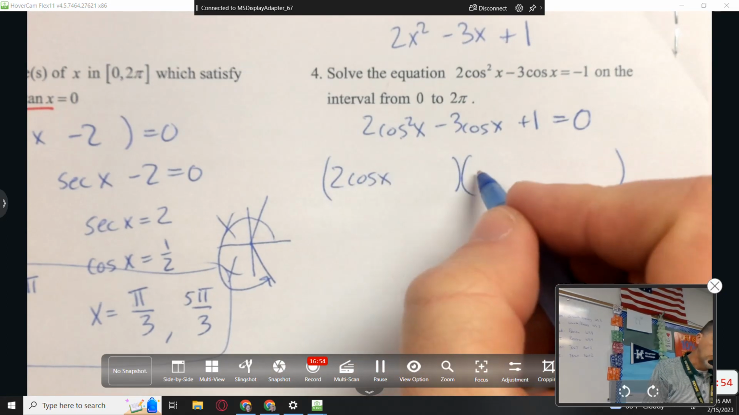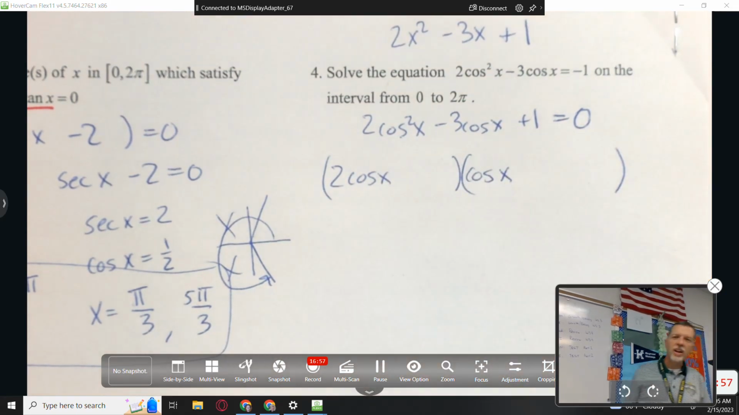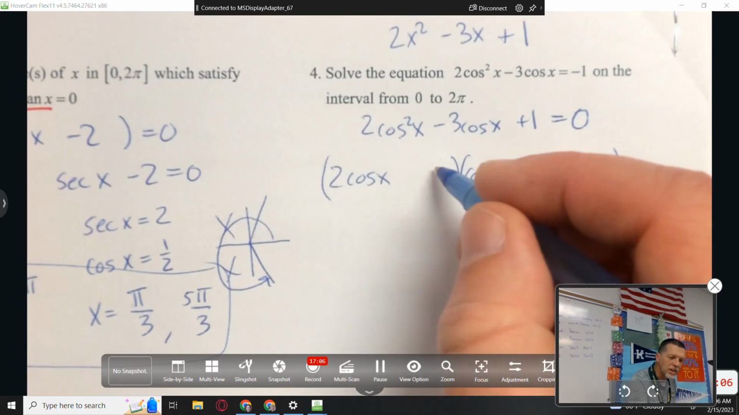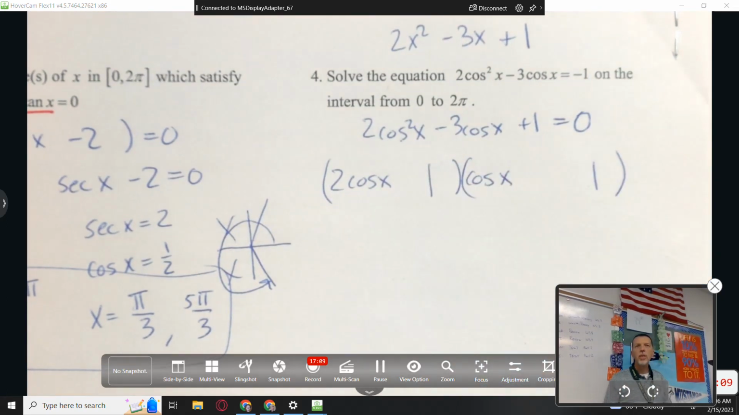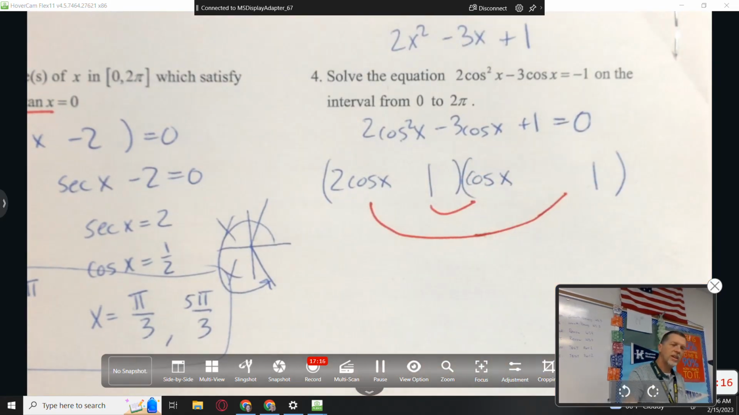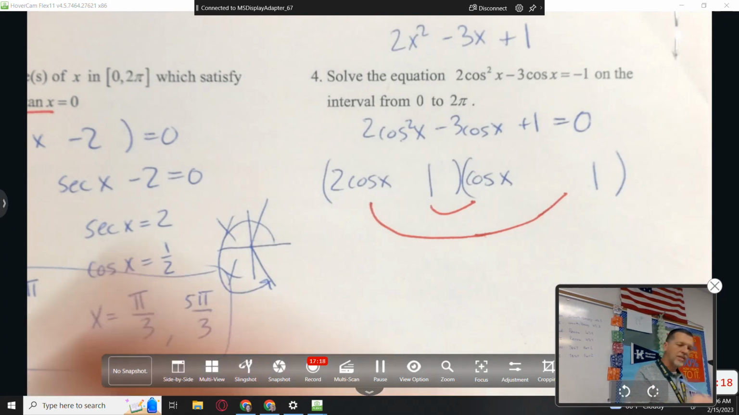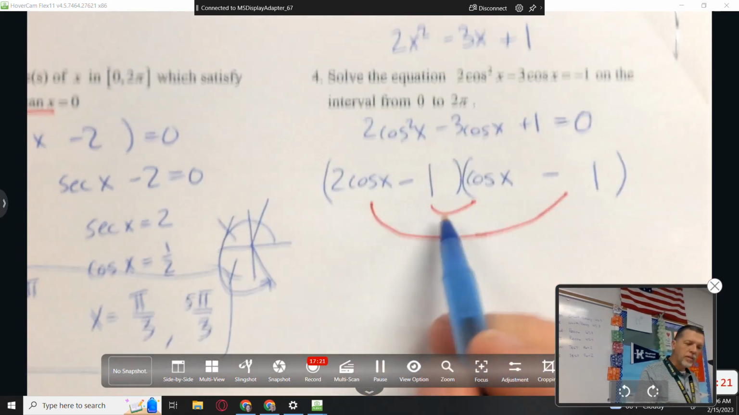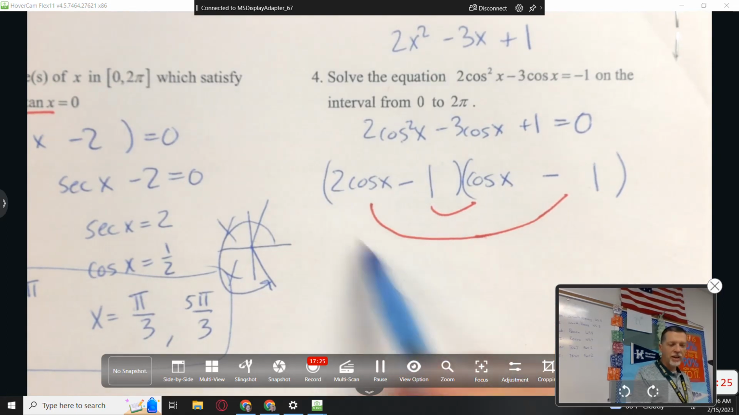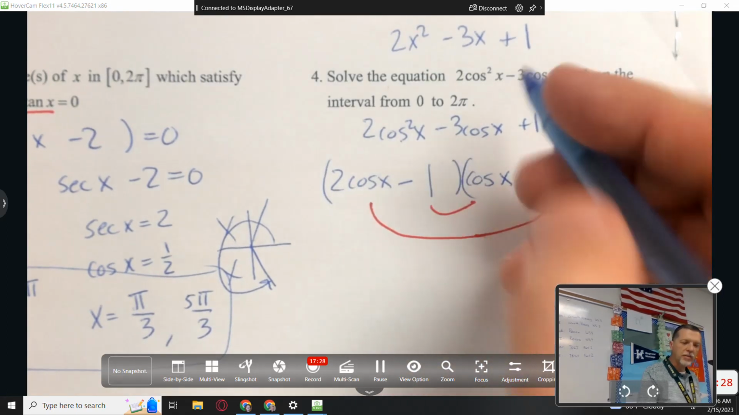So it's got to be 2 cosine and cosine for the first terms. Oh, this one's not too bad, because to get 1 on the other end, it's got to be 1 and 1. And then how do I make the signs work? Yeah, negative on both. So the inside would be negative cosine, the outside would be negative 2 cosine, which would make negative 3 cosine.